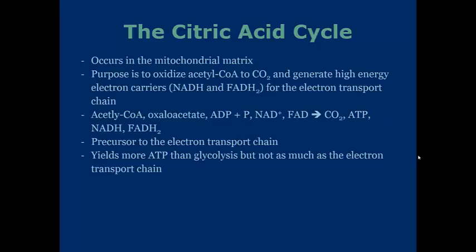Acetyl coenzyme A, oxaloacetate, ADP and P, NAD+, and FAD all go to form CO2, ATP, NADH, and FADH2 throughout the process. The products are then subsequently added into the electron transport chain down the line. This will yield more ATP than glycolysis, but not nearly as much as what you'll see out of the ETC.